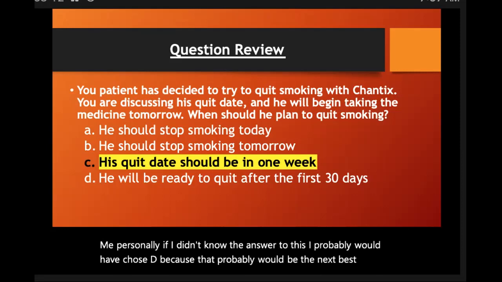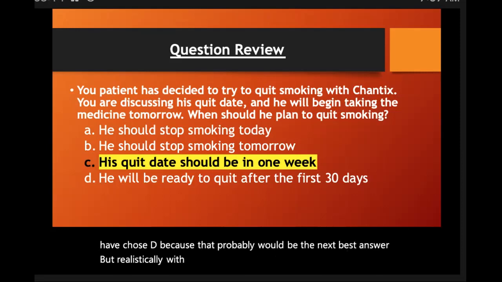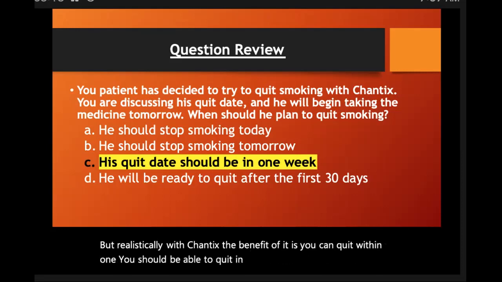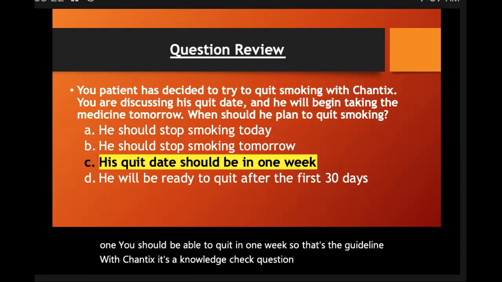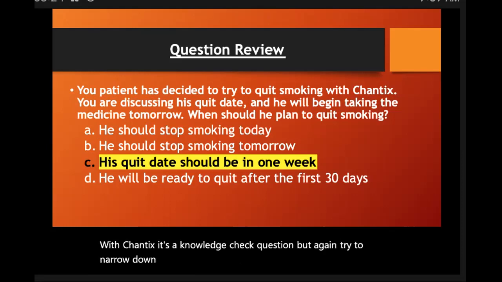But realistically with Chantix, the benefit of it is you should be able to quit in 1 week. So that's the guideline with Chantix. It's a knowledge check question. But again, try to narrow down your answers to 2 best answers for the particular question, guys.